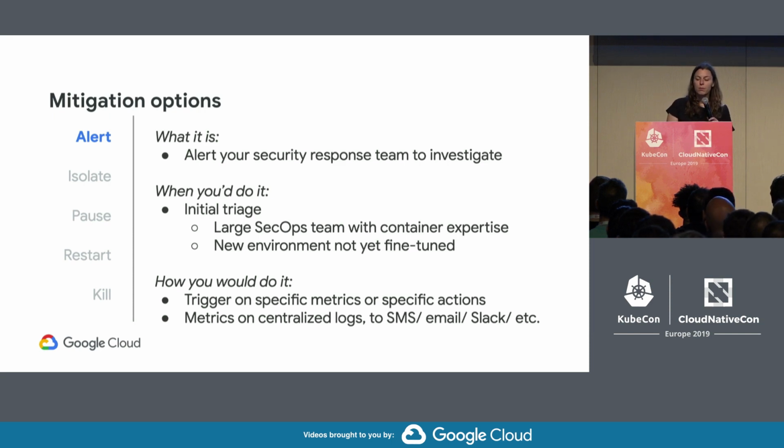Alerts should be based on specific metrics or on specific actions. So for example, CPU usage in your container or a new network connection. The hard part here is actually figuring out what you want to alert on. It's not commonly agreed upon what those metrics should be. It's going to end up being very specific to your particular infra.